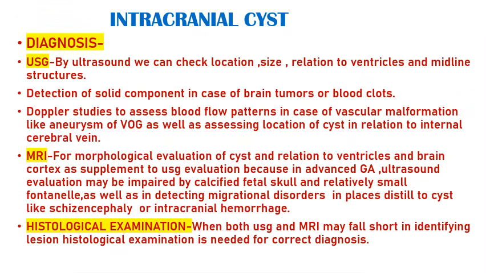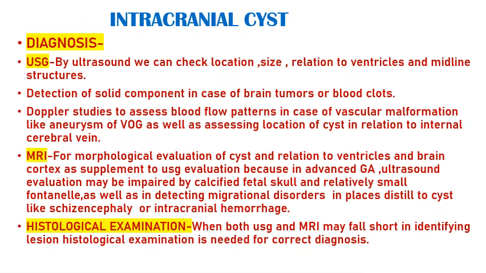For diagnosis, we can use ultrasound. By ultrasound, we can check location, size, and relation to ventricles and midline structures. We can detect a solid component in case of brain tumors or blood clots, or use Doppler studies to assess the blood flow pattern in case of vascular malformation like aneurysm of the vein of Galen, as well as assess the location of the cyst in relation to the internal cerebral vein.